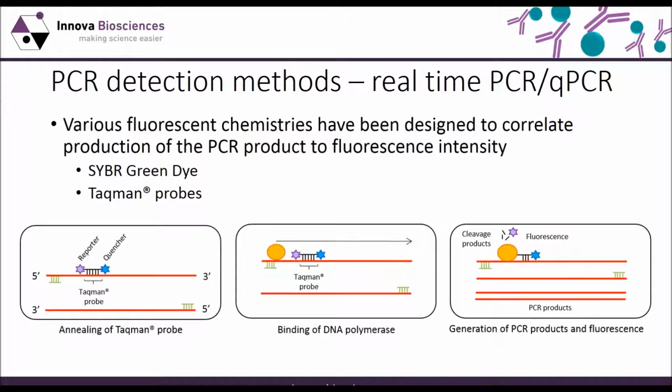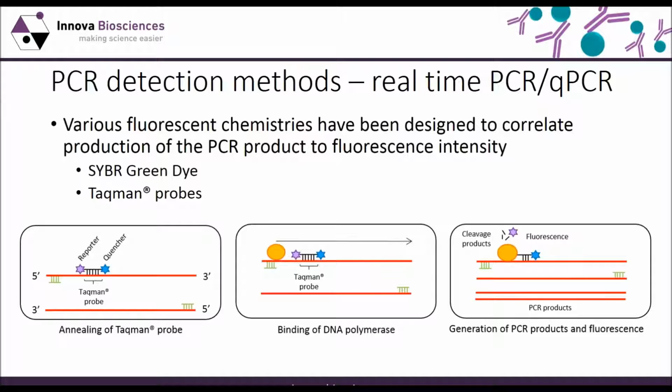TaqMan probes work by the principle of fluorescence resonance energy transfer, or FRET. A reporter fluorophore is attached at the 5' end of the TaqMan probe, while a quencher fluorophore is attached at the 3' end. These two fluorophores are therefore held in close proximity. Following excitation by a light source, the reporter fluorophore reaches an excited state. However, its fluorescent emission is suppressed by the quencher.